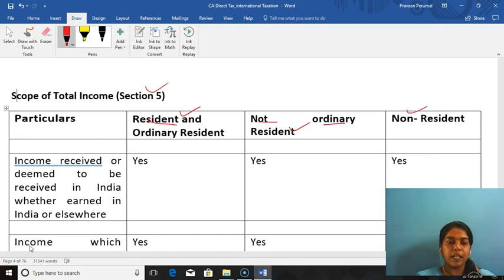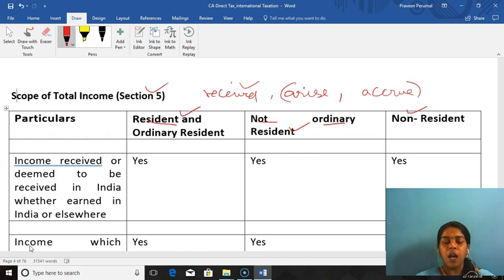So we'll see different concepts like income received in India. Or there is another concept, income arising in India. There is one more concept, accruing in India. So received means it has already been received, but arising or accruing denotes the future. So invariably we'll use these terms again and again.